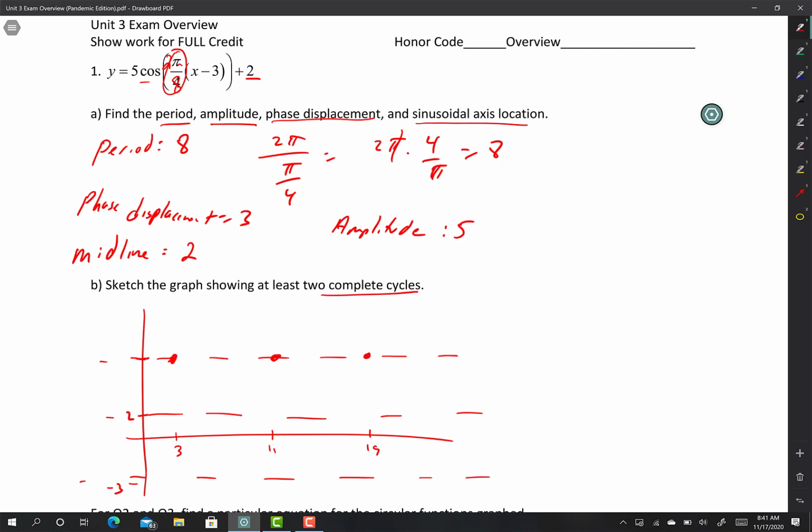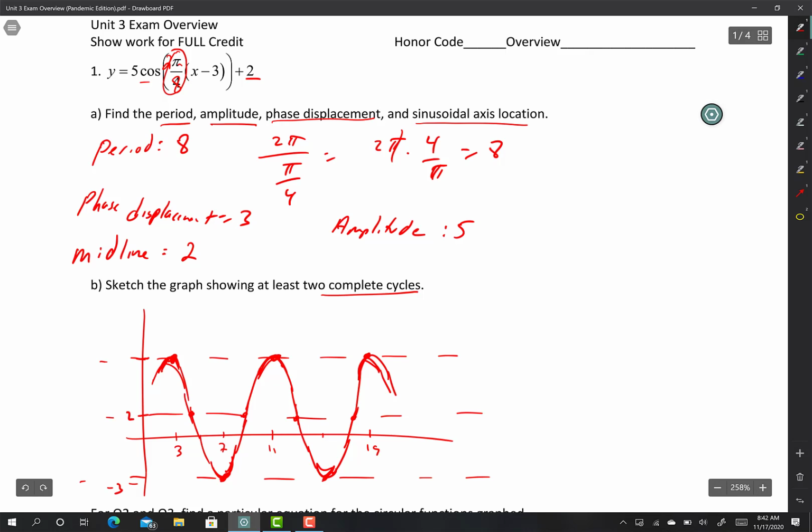In between your 3 and the 11, I have a min, so somewhere like right there. 4, 5, 6, 7. If you want to be specific, at 7 and at 15. And then in between your max and min, you have a point of inflection, point of inflection, point of inflection, point of inflection. And there it is, guys. Not perfect, but good enough.